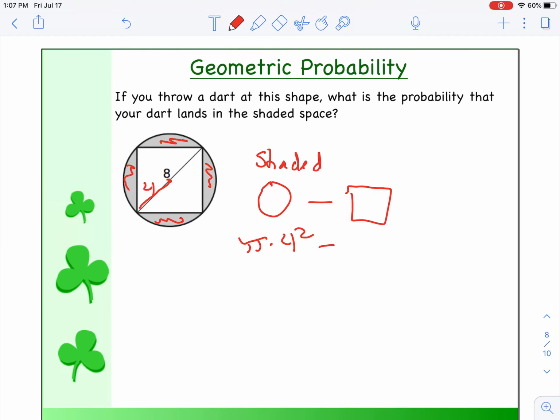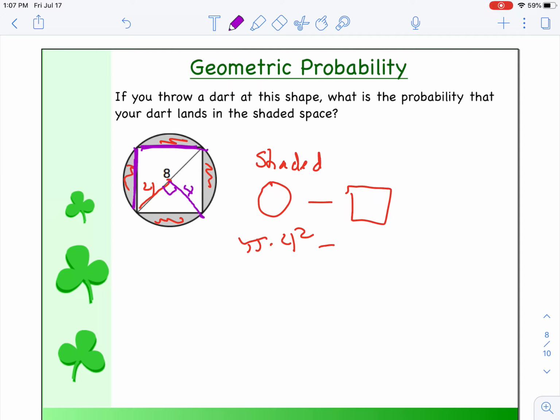It is a radius, since this is a diameter going across. The radius of your circle is 4, so you get pi times 4 squared. Now we have to find the area of this square. So what we need for that is to know how long this side and this side are.